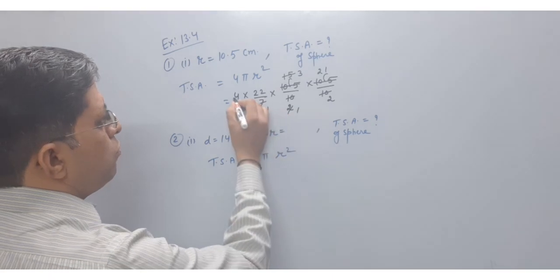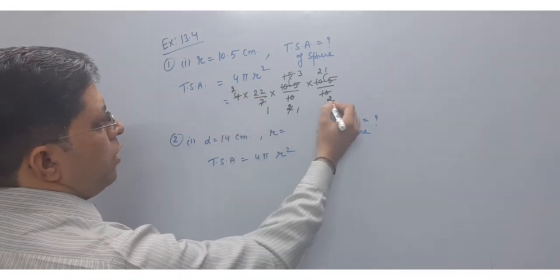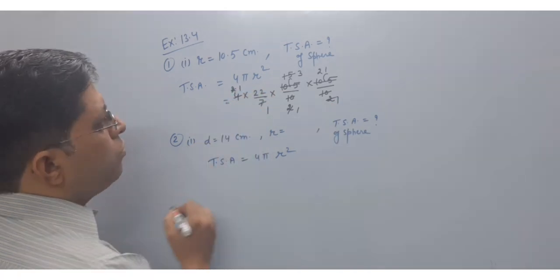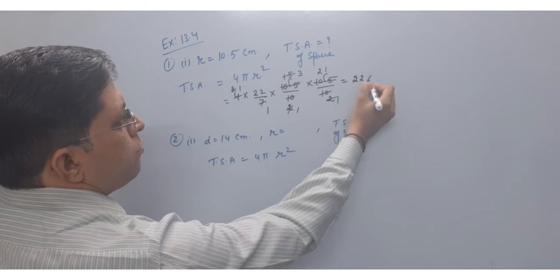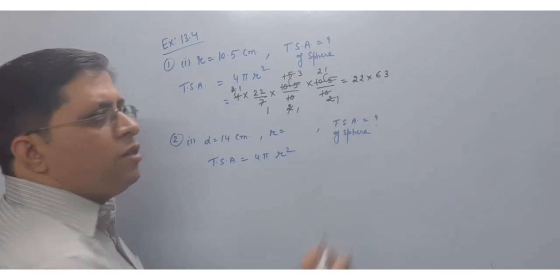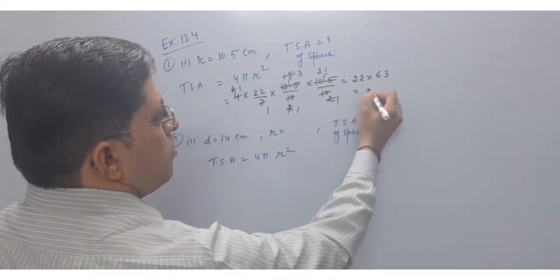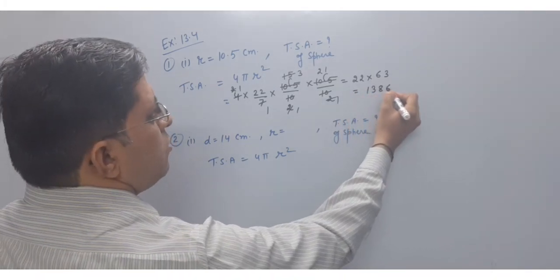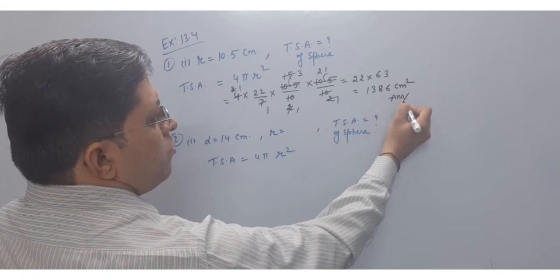2 1, 2 and 2 1 2. Then 22 into 63. 22 into 63, this will be 1386 centimeter square. This is your answer.